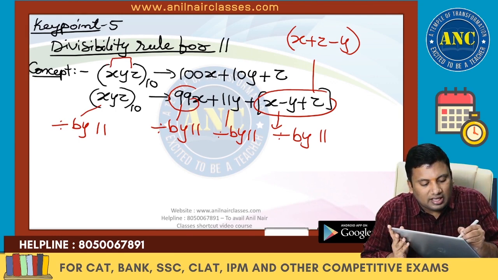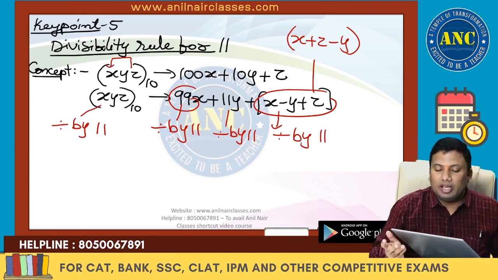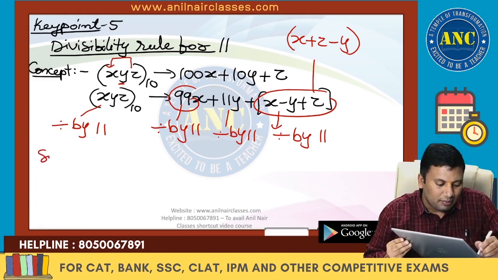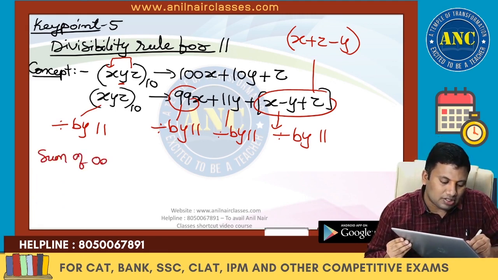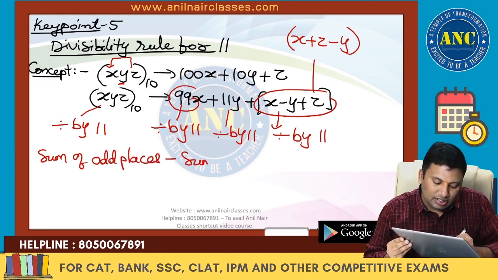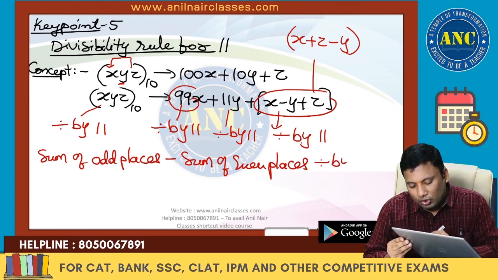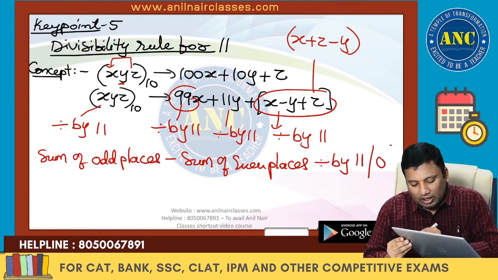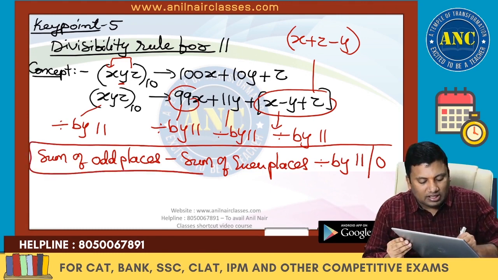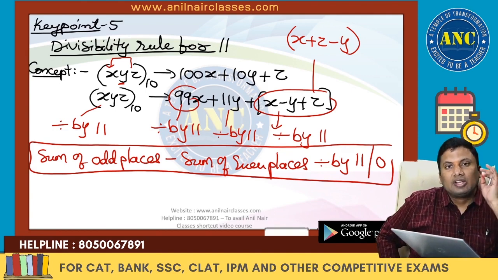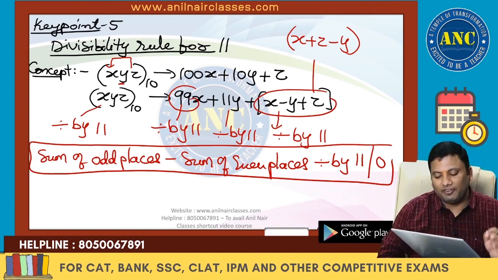What is X plus Z? It is nothing but the sum of the odd places. What is Y? Y is nothing but the even places. That means sum of odd places minus sum of even places should be divisible by 11, or the difference of the odd places and even places sum should be 0. I hope the idea is clear.